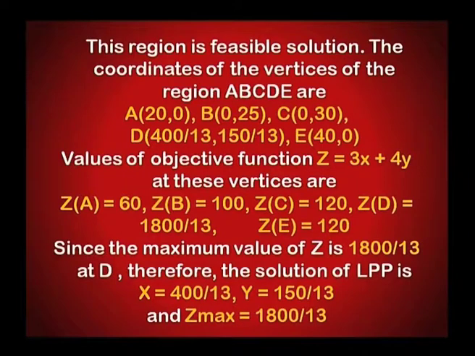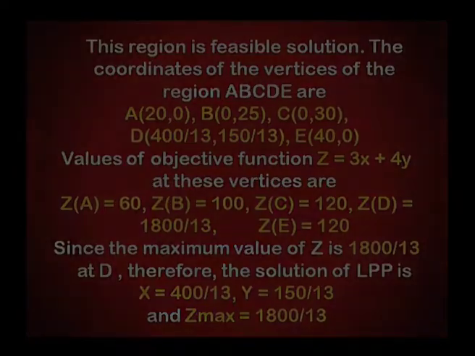Since the maximum value of z is 1800/13 at D, therefore the solution of the linear programming problem is x equal to 400/13, y equal to 150/13, and the maximum value of z is 1800/13.